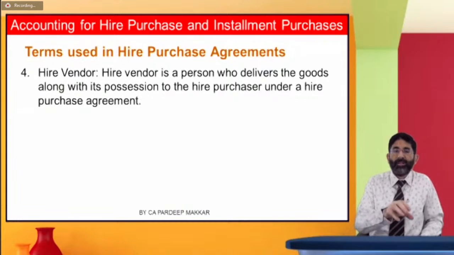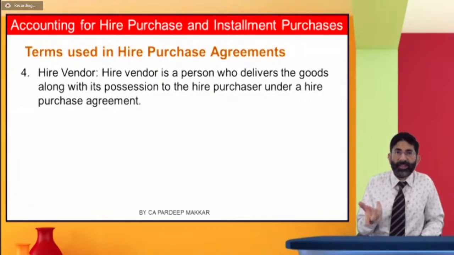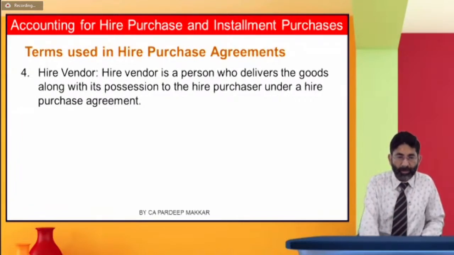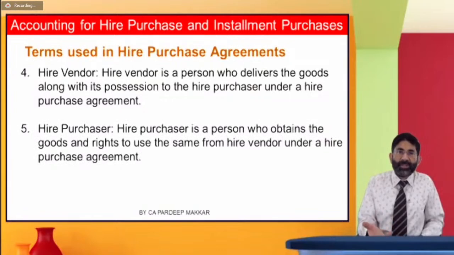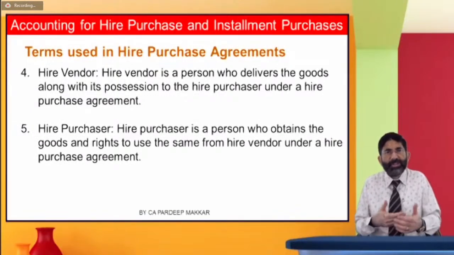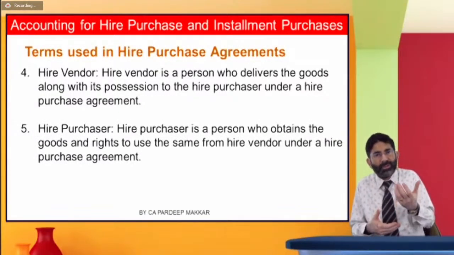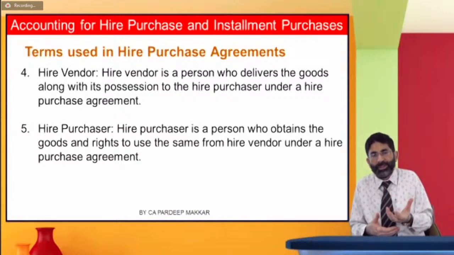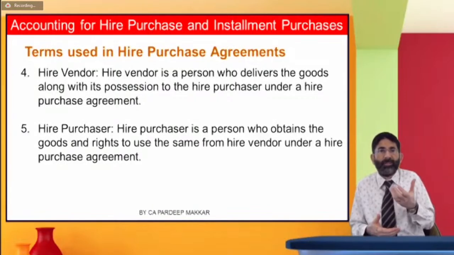Hire vendor means a person who delivers the goods. Hire vendor is whom? Seller. Seller is a hire vendor in this case, and purchaser is a hire purchaser in this case. Just the name is changed because the concept is changed. Purchaser will be named as hire purchaser, and seller will be named as hire vendor.